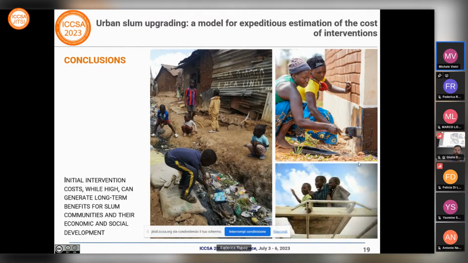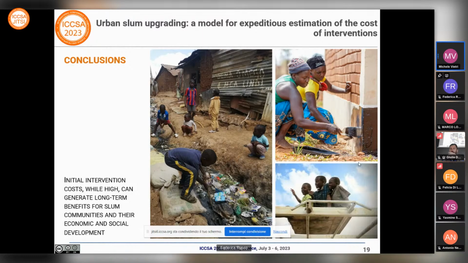But the issue of slums is still poorly investigated from an economic point of view. The proposed estimation model aims to provide an economic reference, useful in determining the amount of resources to be allocated for urban slum upgrading.